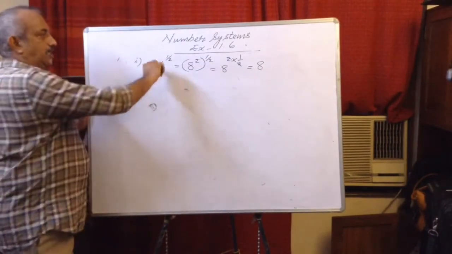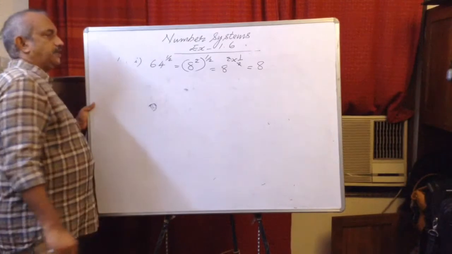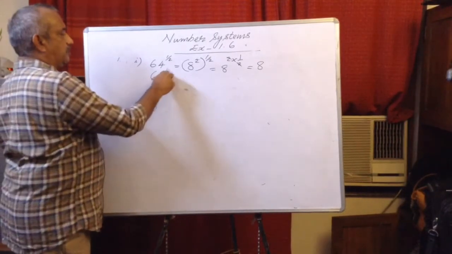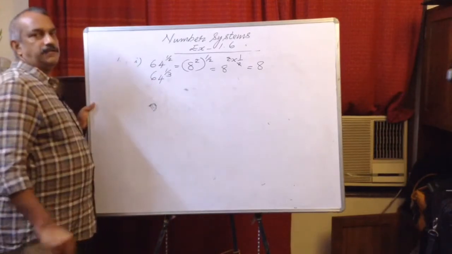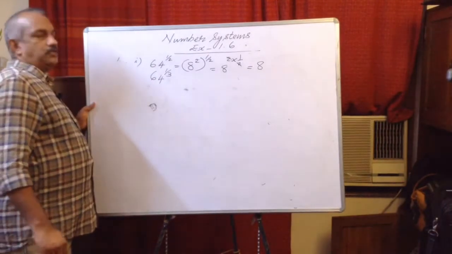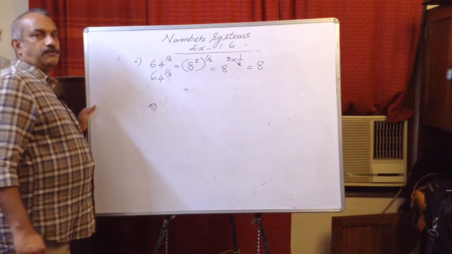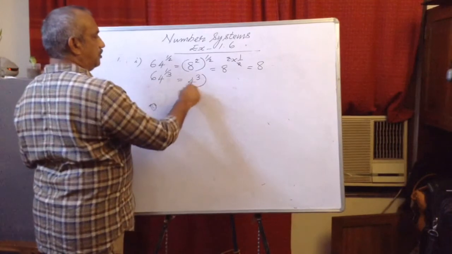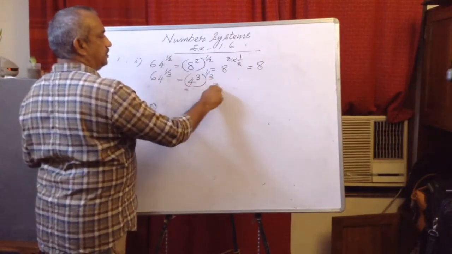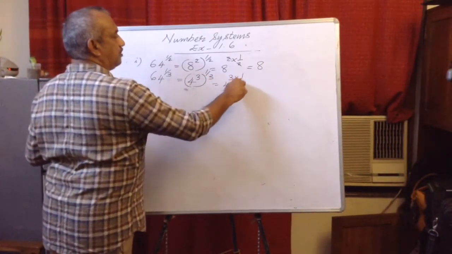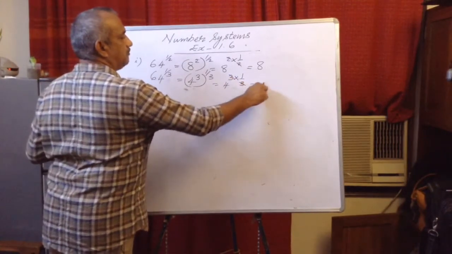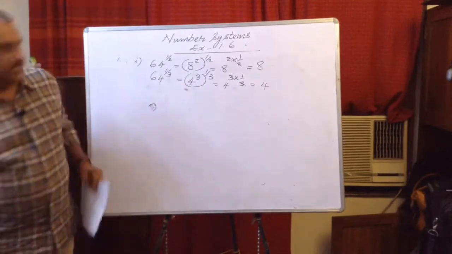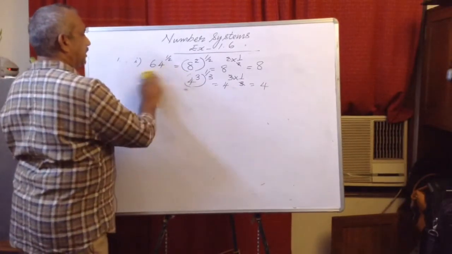Suppose, I am writing one question extra, suppose it is written 64 raised to 1 upon 3. Still we can simplify, because 64 is cube of 4. So 4 cube the whole raised to 1 upon 3 is equal to 4 raised to 3 into 1 upon 3. 3 gets cancelled, 4. So like this we can simplify if it can be expressed with the same power. Otherwise you cannot simplify.